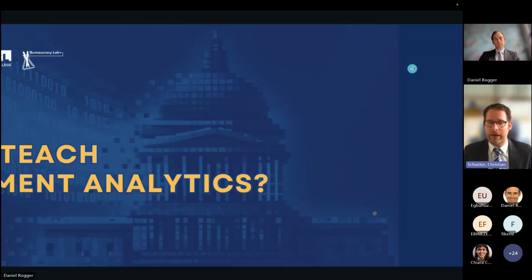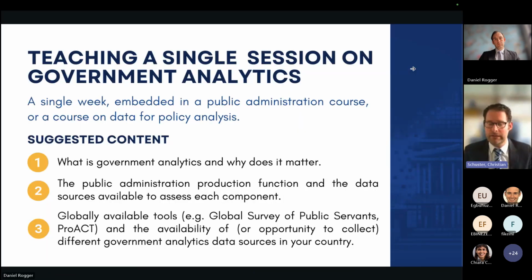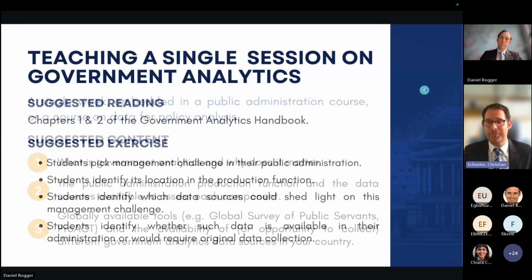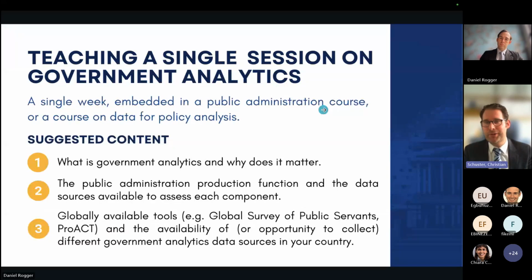We first want to talk about how you could teach a single module, a single session on government analytics, and then we want to talk about how you could deliver a full course at your university, at your training school on government analytics. So let's imagine that all you have space for in your existing curriculum, for instance, in your curriculum on a public administration course or in your curriculum on a data for policy analysis course, let's imagine that all you have time for is a single week, a single session. How could you teach that?